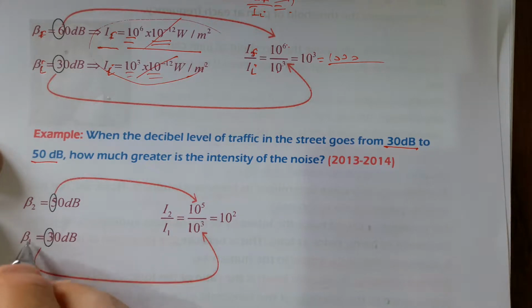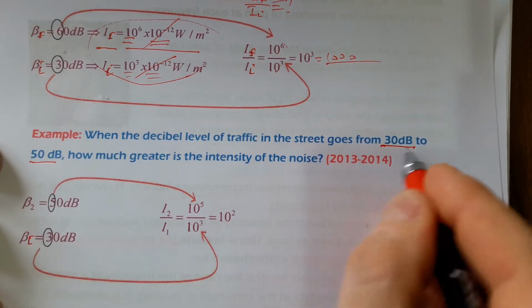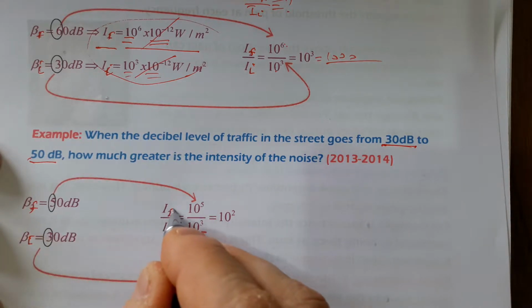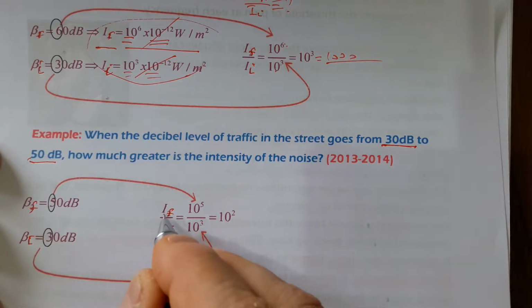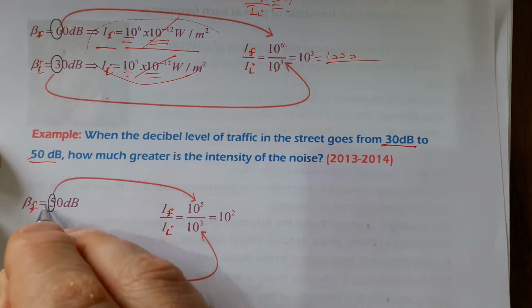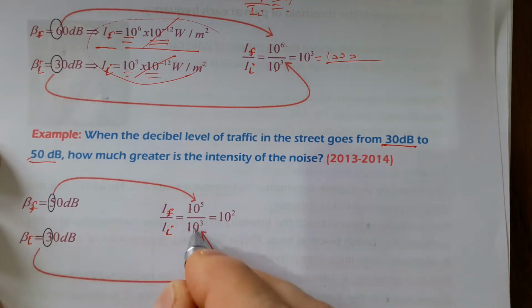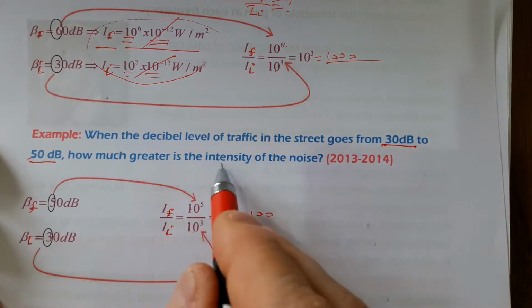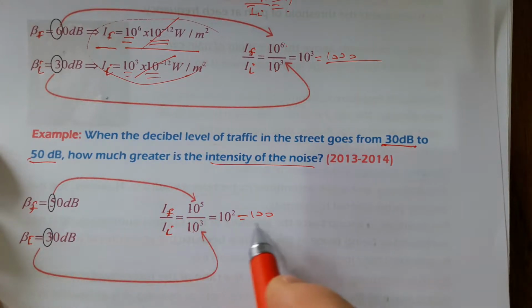So initially it is 30, it goes from 30 to 50, so finally it is 50. So we will compare the final sound intensity to initial. So again do the same, 10 to the power of 5 divided by 10 to the power of 3, it becomes 10 to the power of 2, which is 100. So the intensity of noise increases by a factor of 100. We can say this.